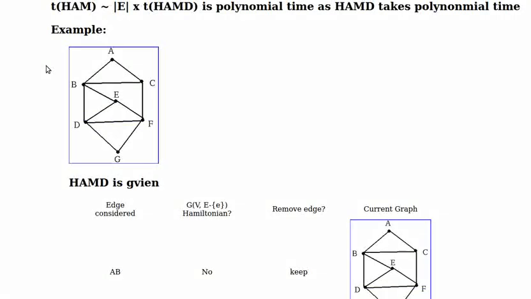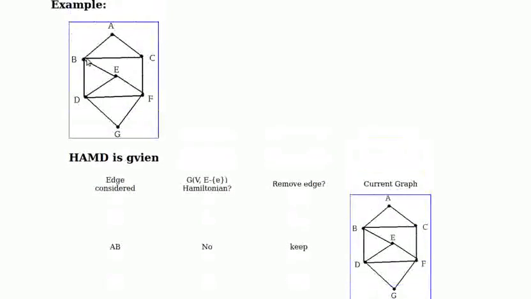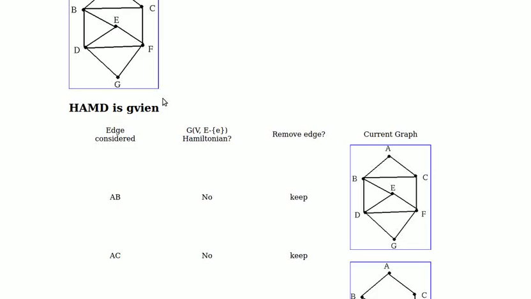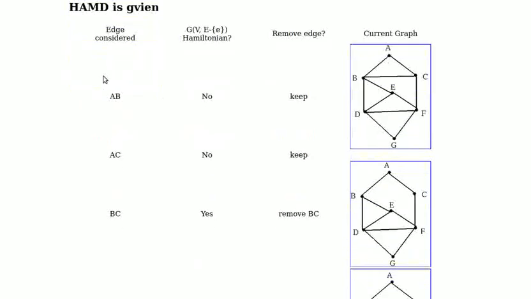To illustrate the second algorithm, let's examine a simple example. Consider the given graph, and assume HAMD is provided. The table below delineates the process. Column 1 represents the considered edges. Column 2 verifies graph connectivity post-edge removal. Column 3 indicates whether to remove or retain the specified edge. Column 4 displays some of the current graphs under consideration.